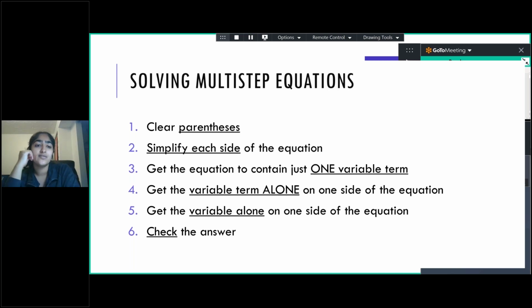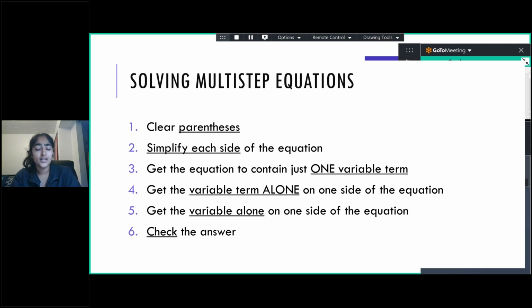The first thing you want to do is clear out all the parentheses, and you can do this by using the distributive property. Then you want to simplify each side of the equation by combining like terms on each side. Then you want to make sure that there's just one variable term. If there's one variable term on the left and one on the right, you want to combine them by doing an inverse operation.